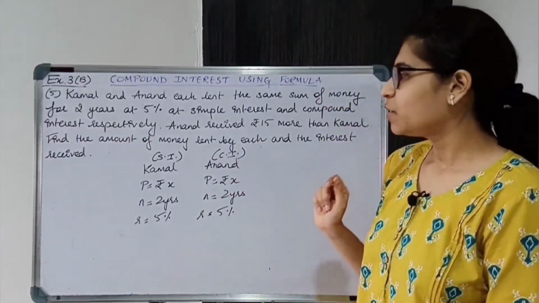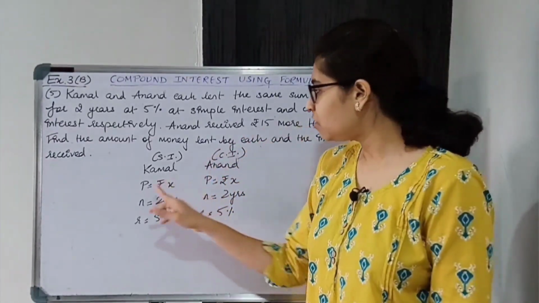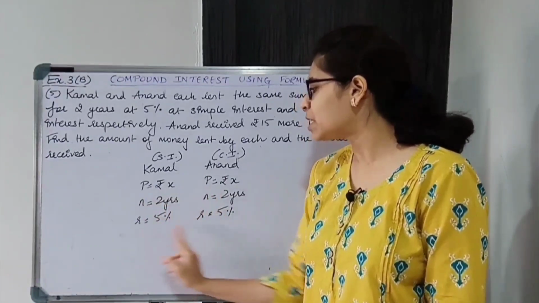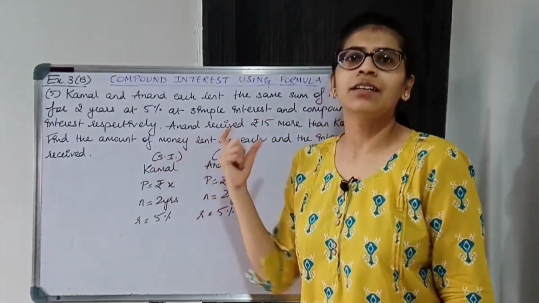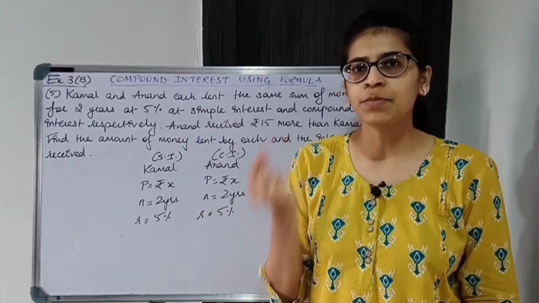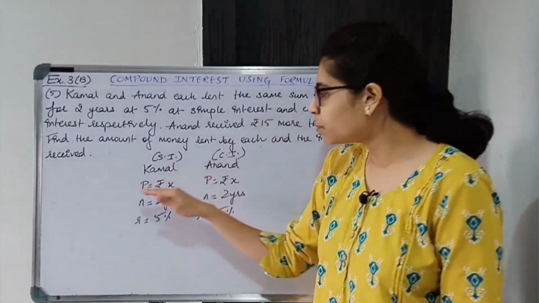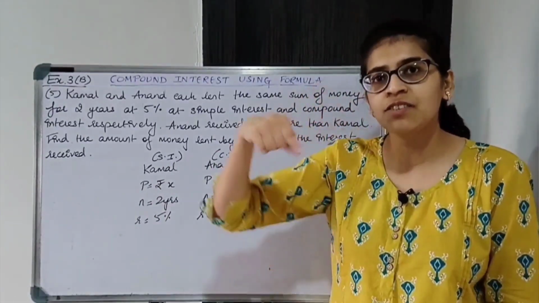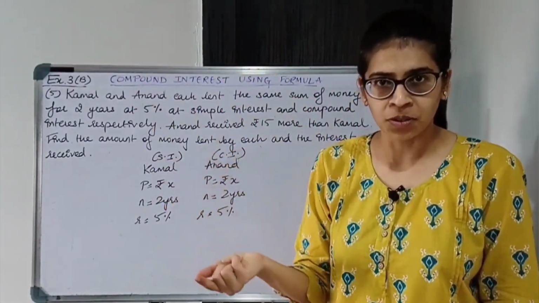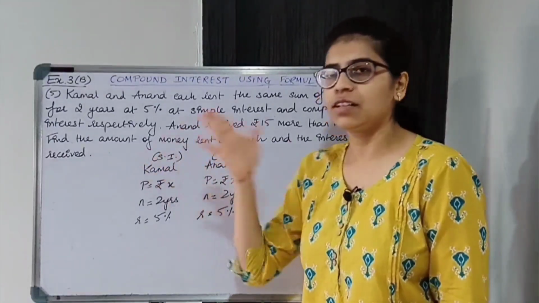Okay, so we know that even though the principal, the number of years and rate of interest is same, simple interest will be lesser than compound interest. Okay, in simple interest you get interest only on principal. In compound interest you get interest on principal as well as the interest of previous years. Okay, so compound interest will be greater than simple interest.